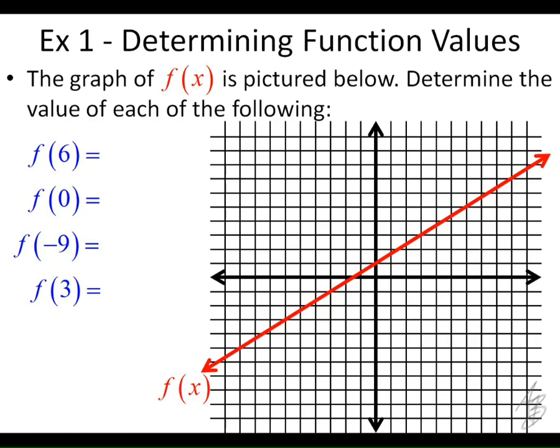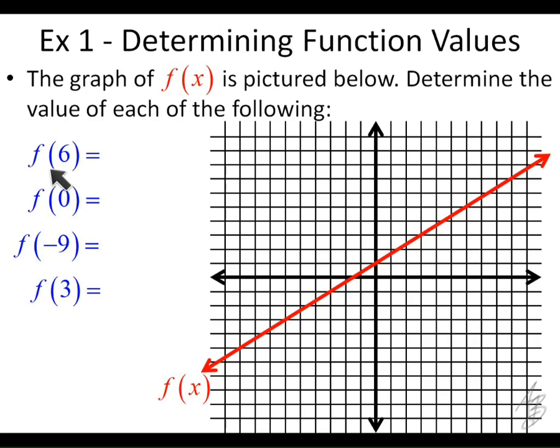Now, you'll notice here that instead of having y equals, we have f of x. So we have the function f of x in this problem. It doesn't change anything. It just says that the values for our function f are going to be the y values. So let's do this together here. The first one says that we want to find f of 6. So go ahead and put 6 in the parentheses there.